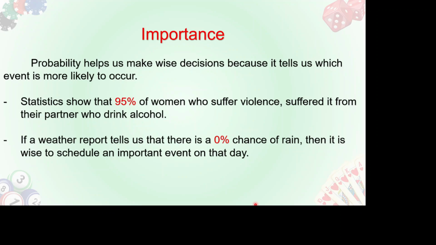If a weather report tells us that there's a 0% chance of rain, then it is wise to schedule an important event on that day, even outside. Because, for example, if you have a celebration of your birthday and it's more likely to rain, then just do it indoors. So you will not waste your preparations, your spendings, if it will be ruined by rain. But if there's a 0% chance or very little chance of rain, then you can just go outside as you like, because the chances of it being ruined by the weather is very little or sometimes even impossible.